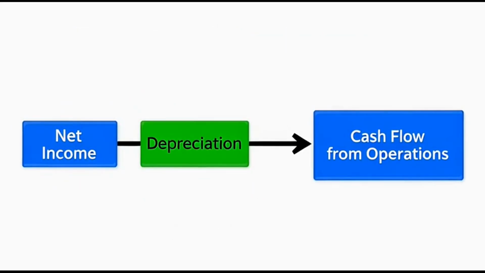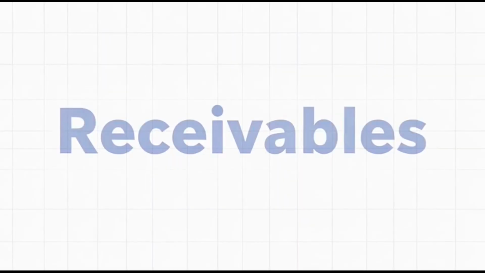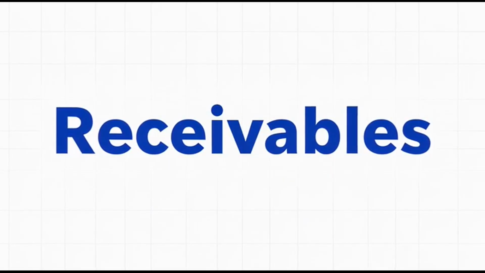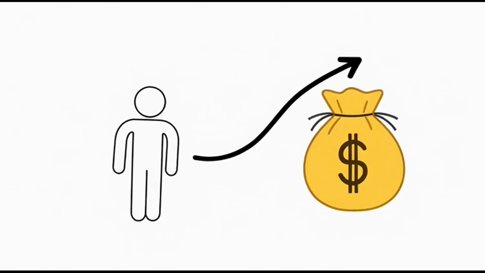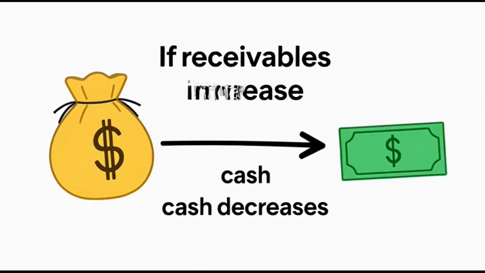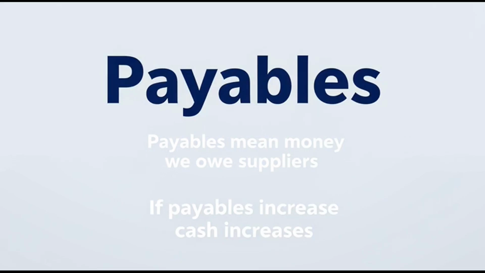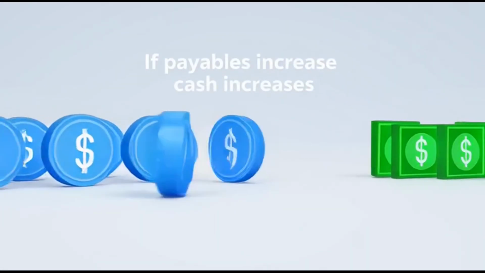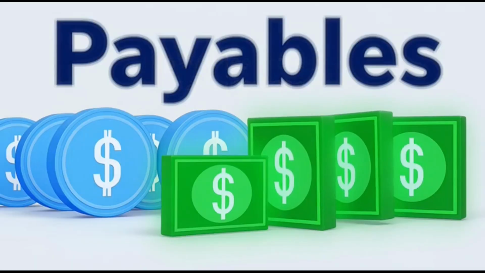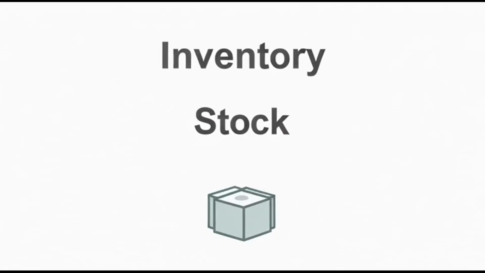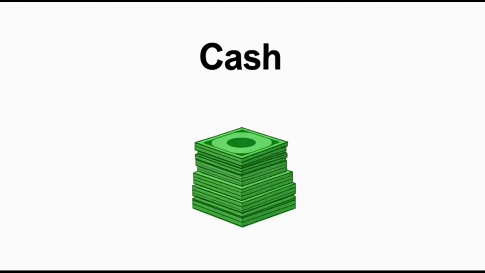Step 3: working capital. Adjust current assets and current liabilities. Receivables are money customers owe. If receivables increase, cash decreases. Payables mean money we owe suppliers. If payables increase, cash increases. Inventory is stock. If inventory increases, cash decreases.